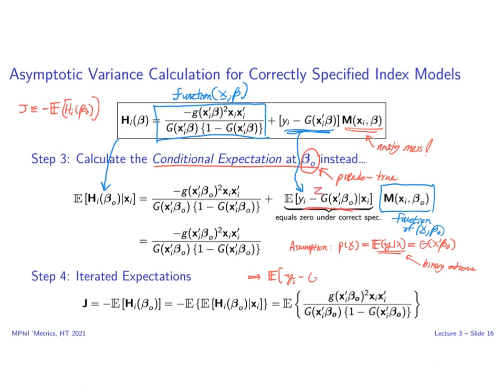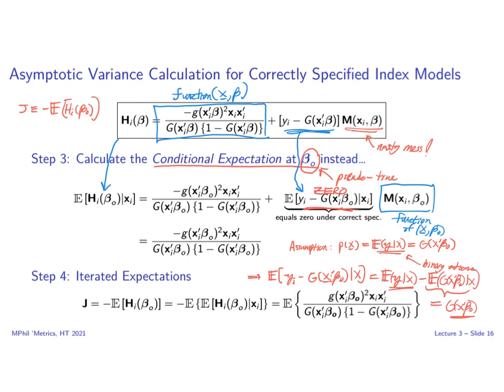Why? Let's just write it out. By the linearity of conditional expectation, we can split this up into two pieces. The first piece is the expectation of y given x, and the second is the expectation of g of x prime beta given x, but that's just a constant with respect to x. So we have the expectation of y given x minus g of x prime beta naught, but if the model is correctly specified, then that is precisely the conditional mean of y given x, and this term equals 0.